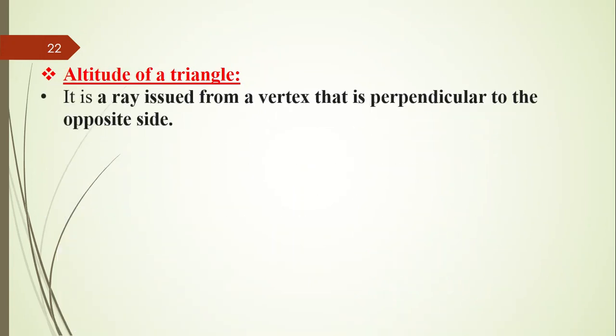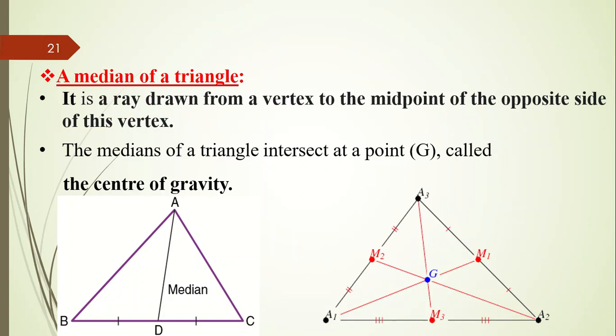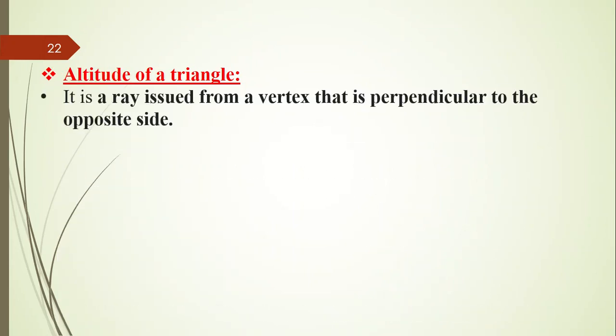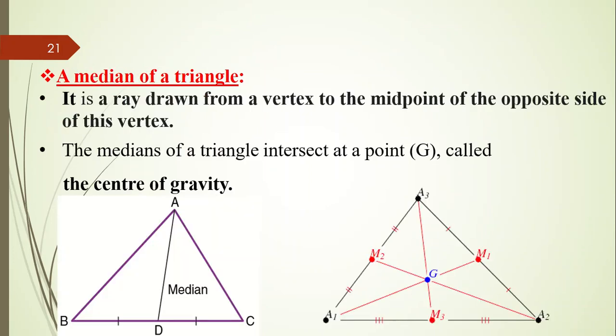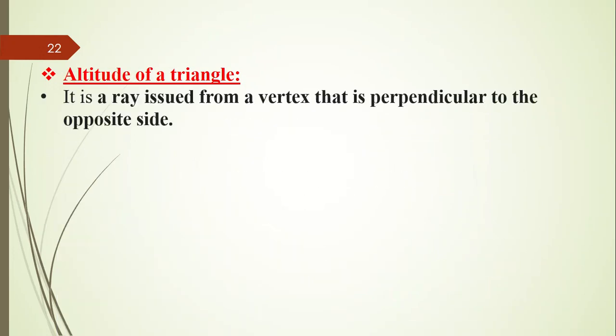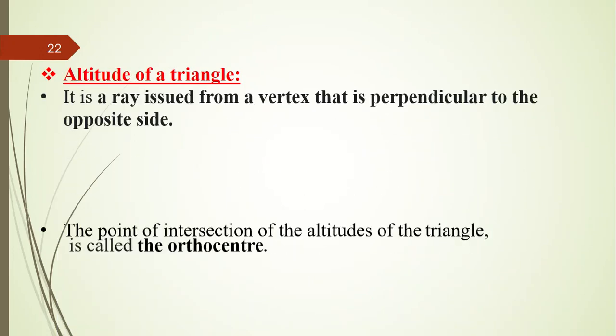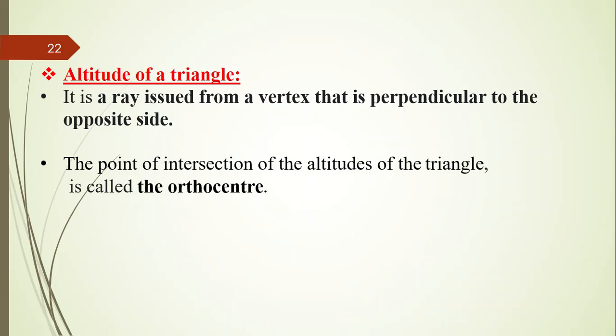Altitude of a triangle. It's a ray issued from a vertex that is perpendicular to the opposite side. So the median is a ray drawn from a vertex, but it passes through the midpoint of the opposite side. But the altitude is a ray issued from a vertex and perpendicular to the opposite side. Okay, this is the difference between the median and altitude. So the median passes through the midpoint, but the altitude is perpendicular to the opposite side. The point of intersection of the altitudes of the triangle is called the orthocenter.